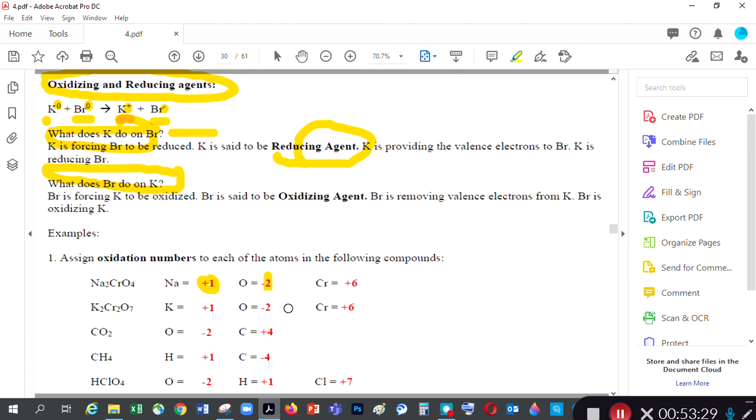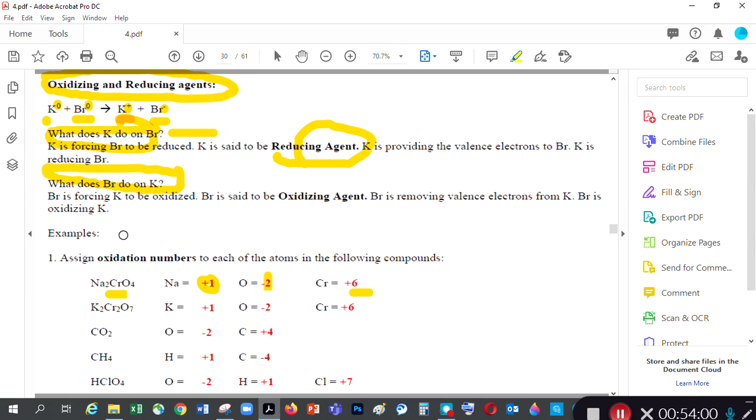99% is -2. An oxidation number of 1 or 2% is maybe different from -2. But most of the time oxygen is -2, except for some compounds where it is -1, but that's oxygen. Now we have to calculate what chromium will be. If sodium is +1, that's 2 sodiums, 2 pluses, and oxygen is -4, -8, so chromium will be what?